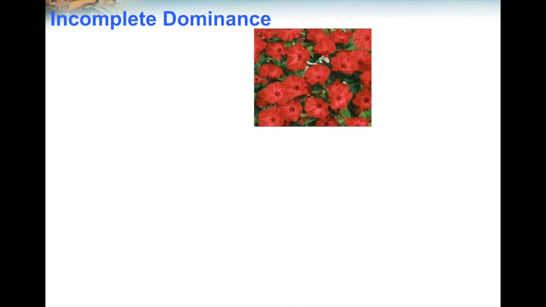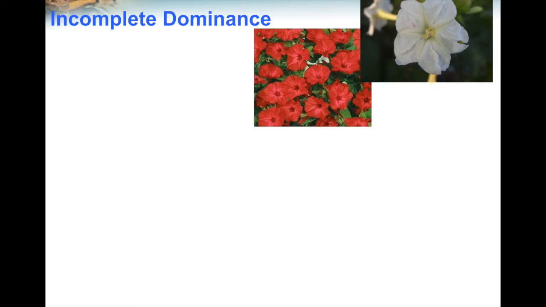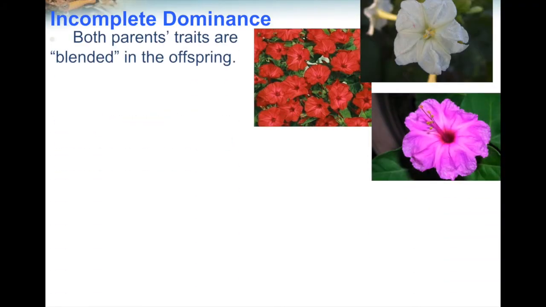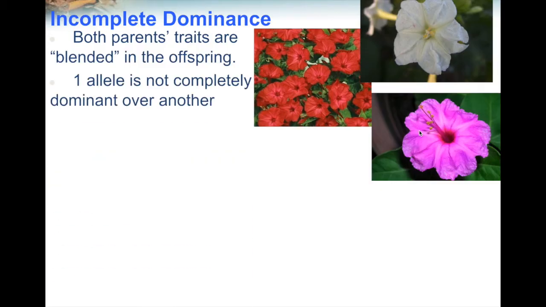So this inheritance pattern we're going to look at today is called incomplete dominance, and this happens in certain flowers. Okay, so in this case, this flower color, there's a red version, there's a white version, but now instead of just having red or white, we have a 3rd version or allele, and it's pink. So in this case, both of the parents' traits are blended in the offspring. So if here we have one parent that's red, one parent that's white, the offspring is not just going to be red or not just going to be white, it's going to be a blending of the 2 parents' traits.